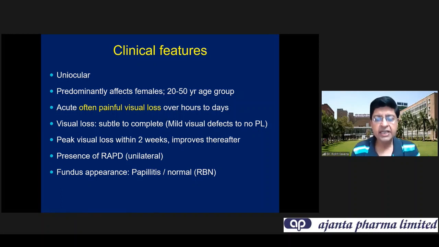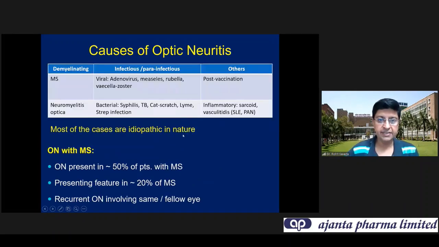The patient will say that he started losing vision and it took about a day or two for it to be at the stage at which he presents to us. The vision loss can be very subtle with just small field defects to a complete, virtually no PL vision. The vision loss will peak by around 2 weeks, and thereafter it would plateau or start improving. In unilateral cases, there is the presence of an RAPD, and in unilateral suspected optic neuritis, if you do not have RAPD, then you must seriously revisit your diagnosis of optic neuritis. And as said, the fundus appearance could be normal or would have papillitis.